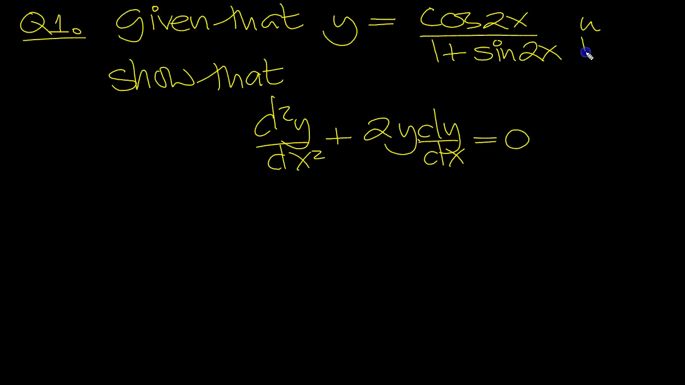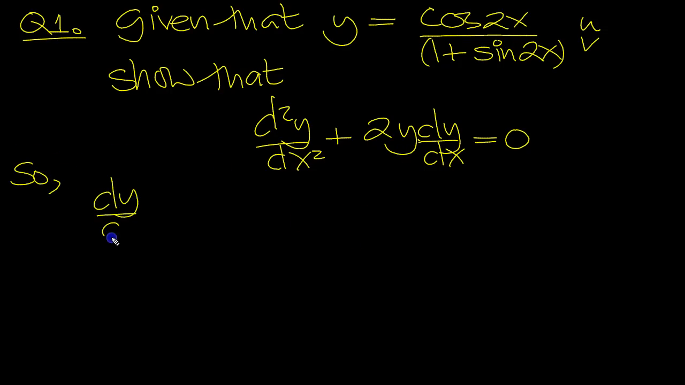This will be u over v, it's a quotient function, isn't it? So we use the quotient rule. But also these constituent parts, the u and the v, consist of parts which are functions of a function. So we also need to use the function of a function rule. So let's go straight into it then.